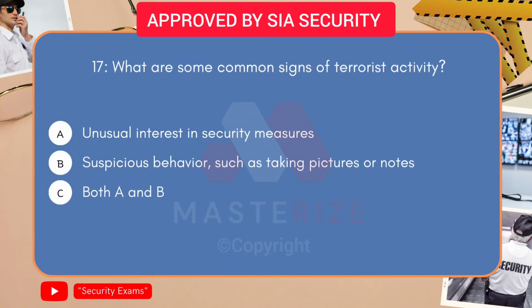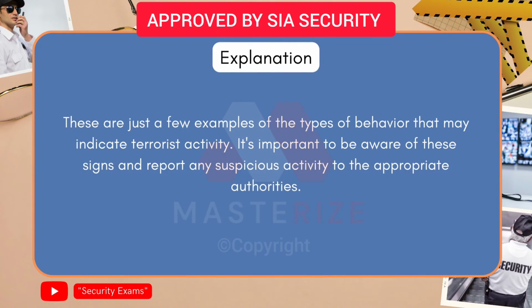What are some common signs of terrorist activity? Unusual interest in security measures, suspicious behavior such as taking pictures or notes, both A and B. Answer: both A and B. Explanation: these are just a few examples of the types of behavior that may indicate terrorist activity. It's important to be aware of these signs and report any suspicious activity to the appropriate authorities.